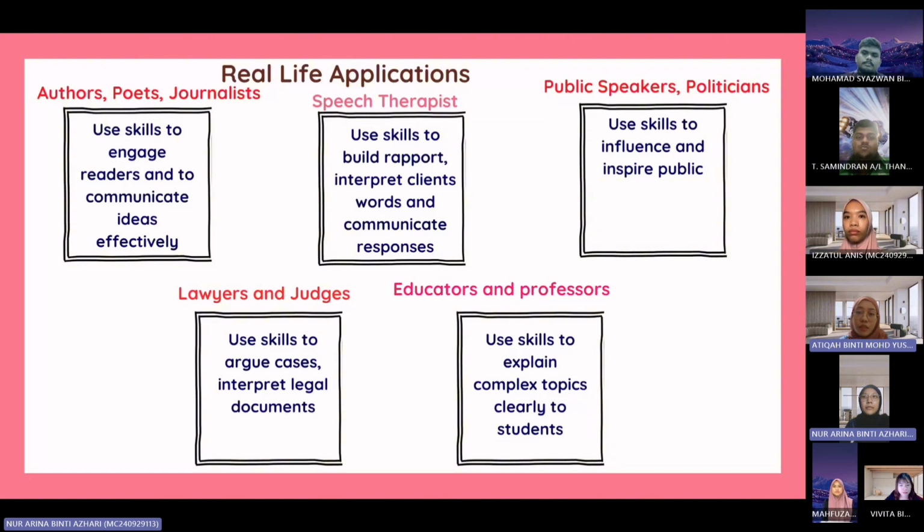Authors and journalists write to share stories or deliver news. Speech therapists use clear communication to help clients improve speaking. Public speakers and politicians inspire or persuade others with their words. Lawyers and judges use precise language when arguing or interpreting the law. And finally, educators and professors explain complex topics in a simple and clear way for students to understand.